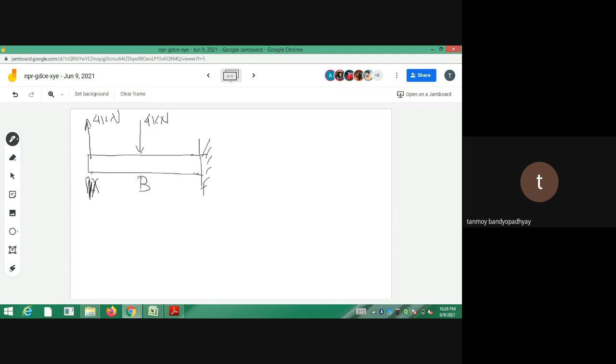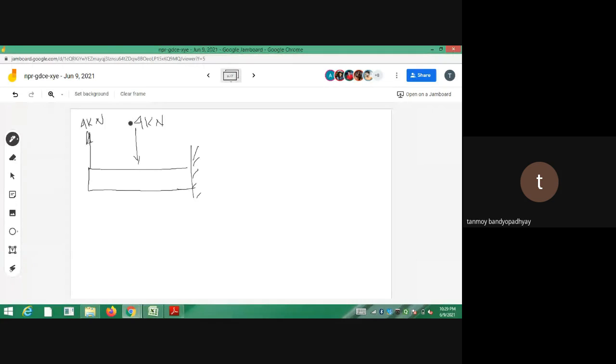So this one is the beam. So this was the beam. You have a force of 4 kilonewtons here and a downward force of 4 kilonewtons here, and these distances are given. So the way we do it, let's take a cross section somewhere around here.